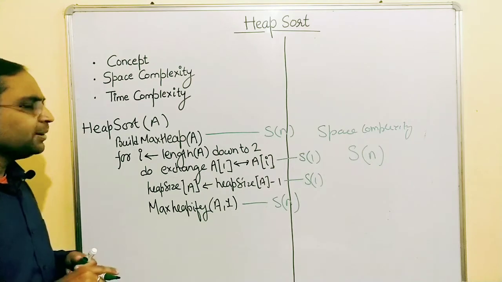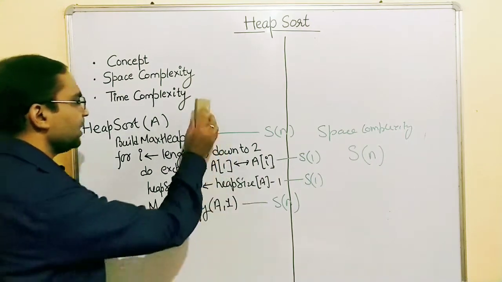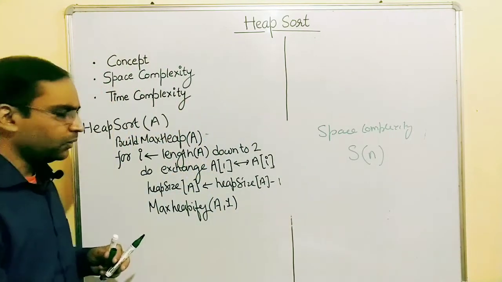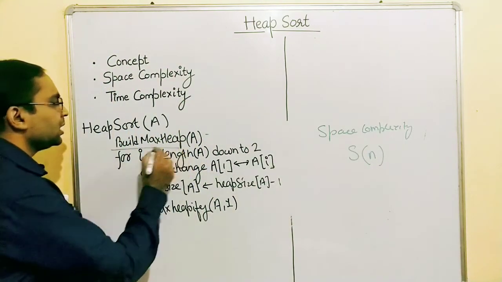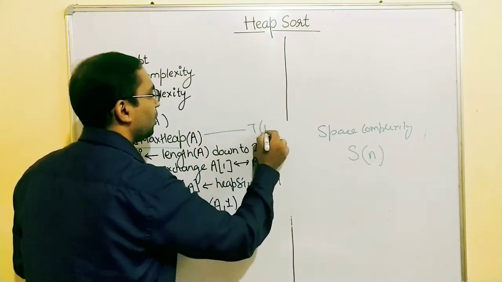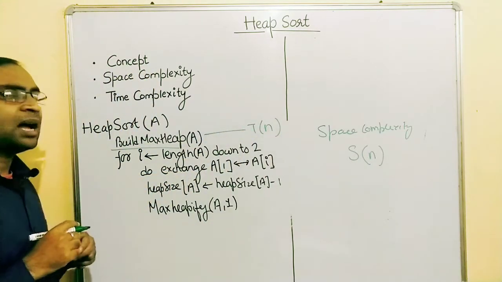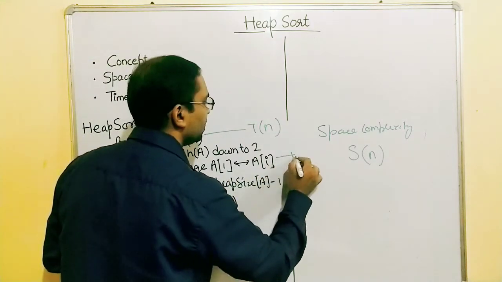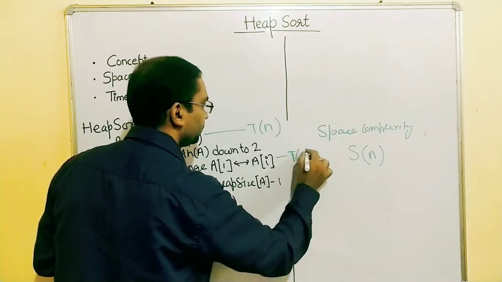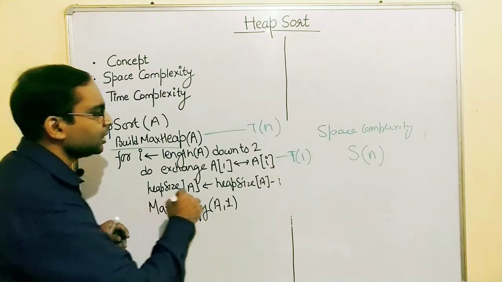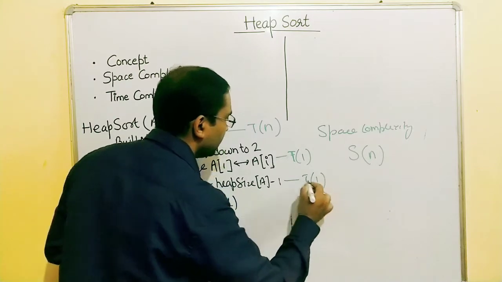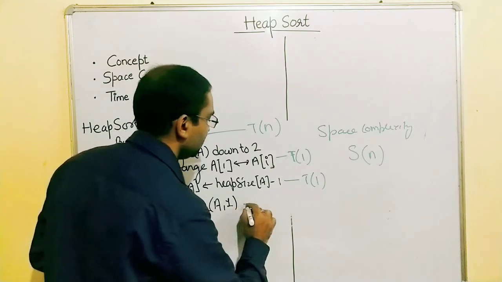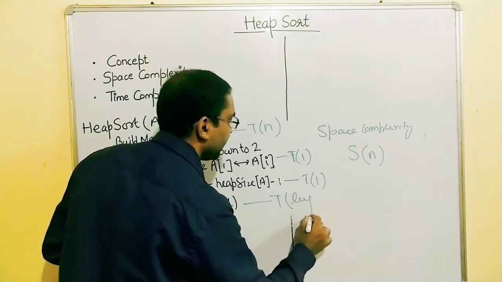Now let's talk about the time complexity. Let's discuss what will be the time complexity. As now we know that the time complexity for this build max heap is of order of n. So this is build max heap that takes the order of n, and then this exchange will take the order of 1. And now again this heap size reduction will take the order of 1. And lastly this max heapify that takes the time complexity of log n.